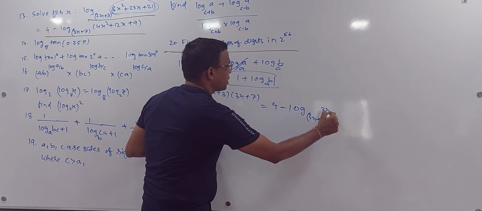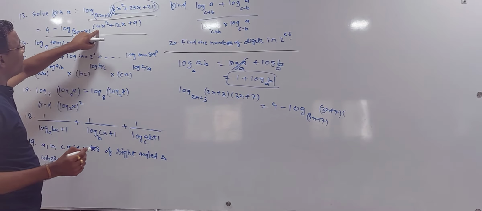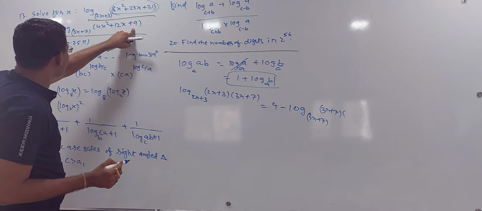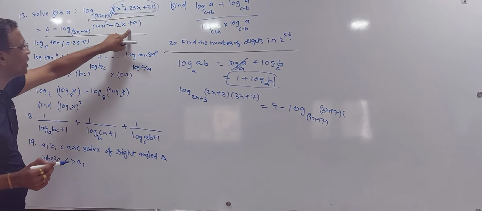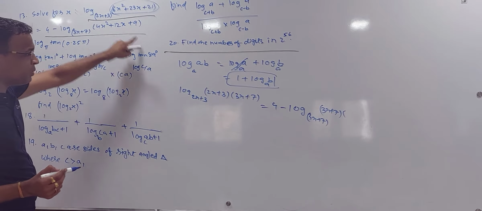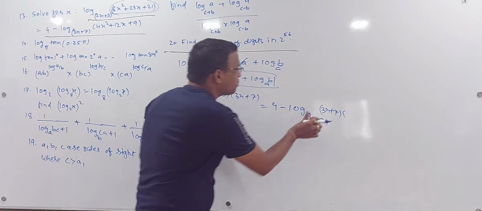So I guess 3x plus 7 should be in the base also. So 3x plus 7, here it is 4x square plus 12x plus 9. What can we have? Can I break it down into something like this? 3x plus 7 is here. So if 3x plus 7 is not coming there, then definitely 2x plus 3 will come.